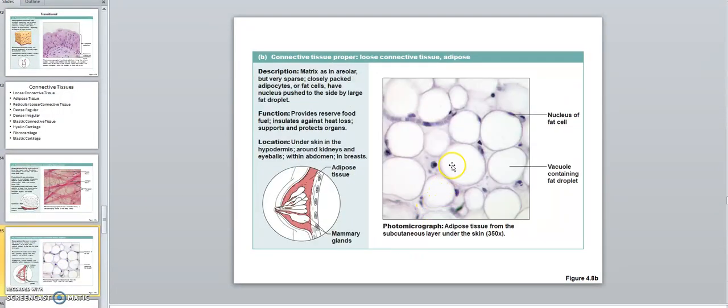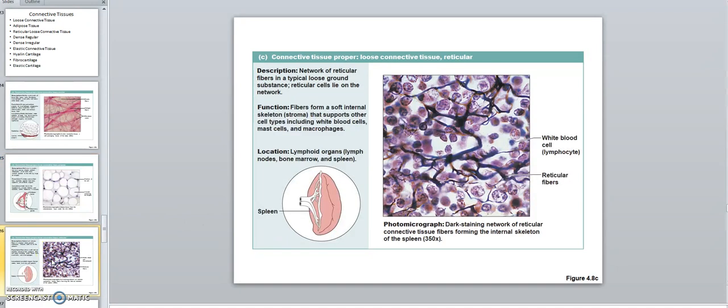Here is adipose. These are fat cells storing triglycerides. I want you to know that one. Right here are these dark staining or reticular. Reticular fibers are very delicate fibers. Very delicate. This is a stain on them to show you.